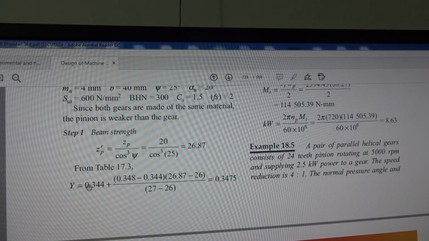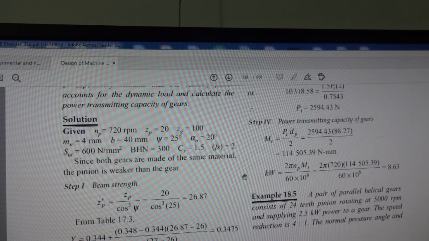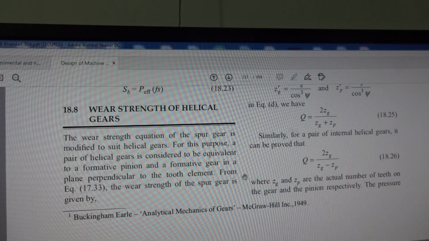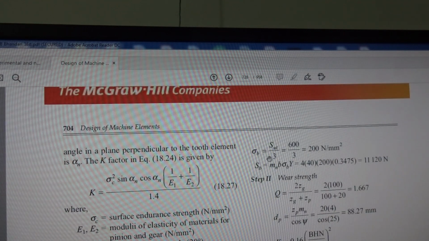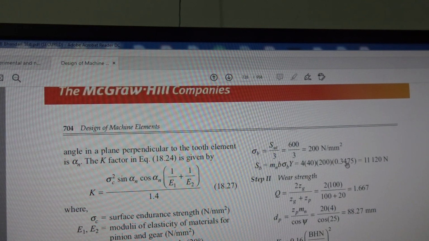This one is the form factor for the gear of teeth 26, and by using this interpolation method you can get the form factor for this number of teeth. So this is the form factor for Zp dash 26.87. And now sigma b is equal to SUT by 3. You know the relation. So SB, the beam strength, is equal to this one.